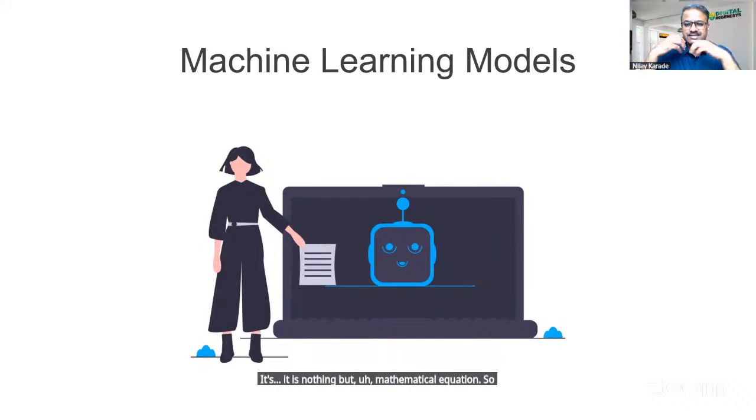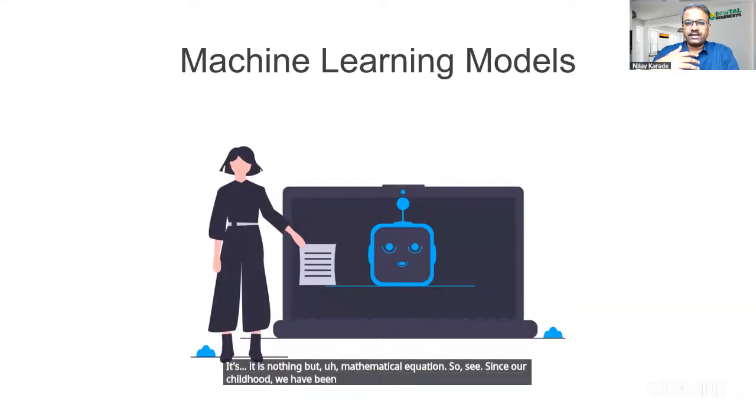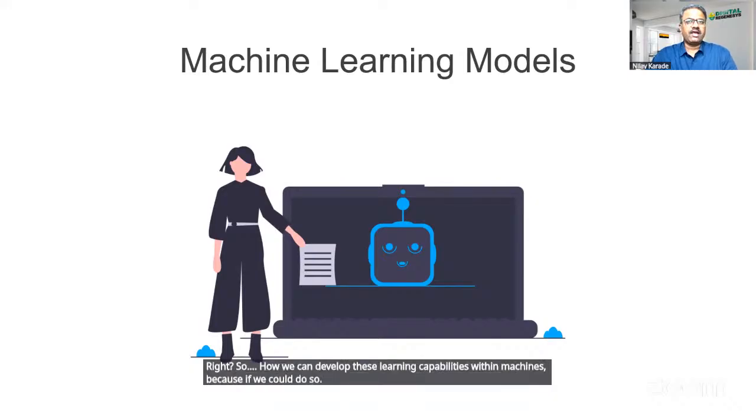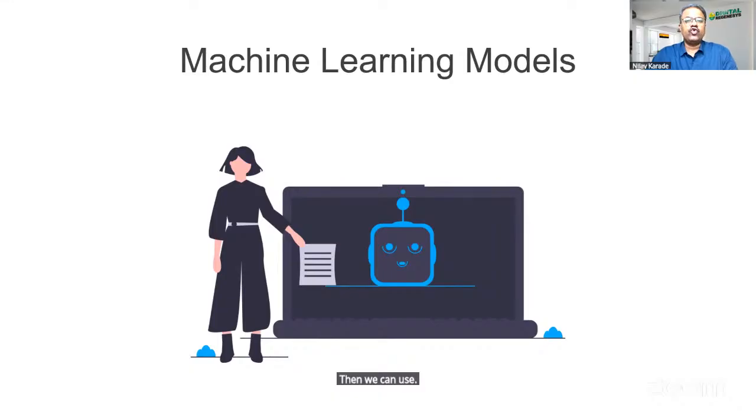So see, since our childhood, we have been learning multiple things, right? Let's take the example of alphabets. We saw those alphabets, we have written them several times, and that is how we learn alphabets, right? So scientists thought, what if we could develop similar learning capabilities within machines? When I'm saying machine, I'm talking about computer machines, right? So how can we develop these learning capabilities within machines? Because if we could do so, then we can use these computer machines to automate many manual tasks, right?